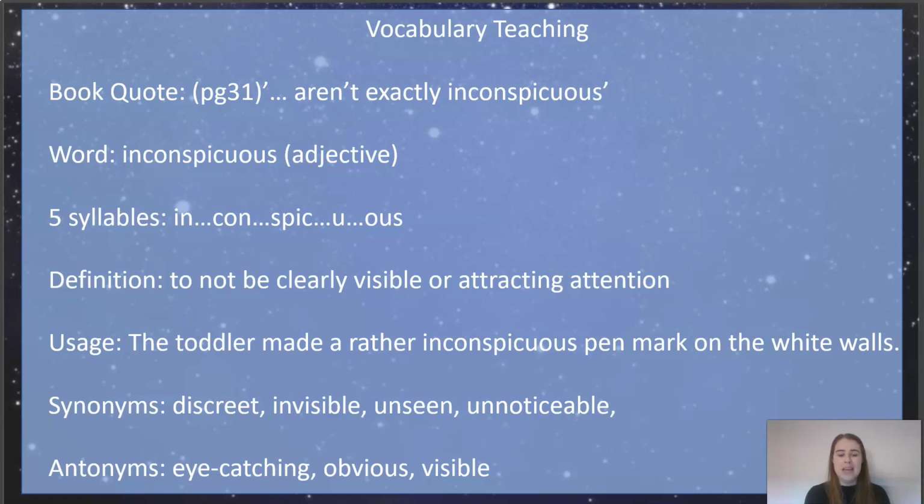Okay, so when you are being inconspicuous, that means that you're actually not being very good at hiding it from somebody. So for example, the toddler made a rather inconspicuous pen mark on the white walls. Now, for it to be an inconspicuous pen mark, that means it's really obvious. Like we can see that, okay? So when you're trying to be inconspicuous, you're being discreet, okay? Or trying to be invisible, or be unseen, or do something in an unnoticeable way. So the antonyms for that would be if something was very obvious or very visible, okay? Or it would be eye-catching, okay? So that's one of the words we're going to look at in our books today.